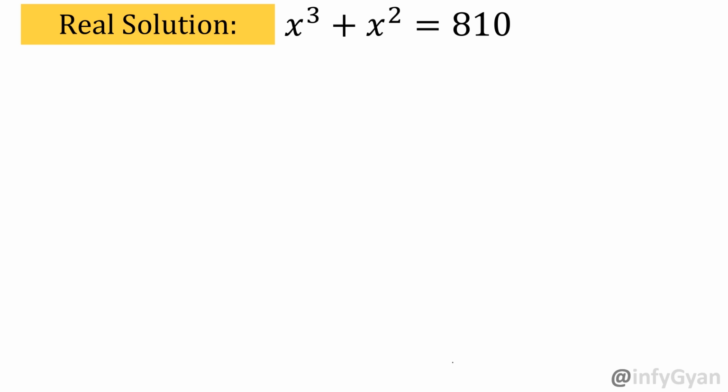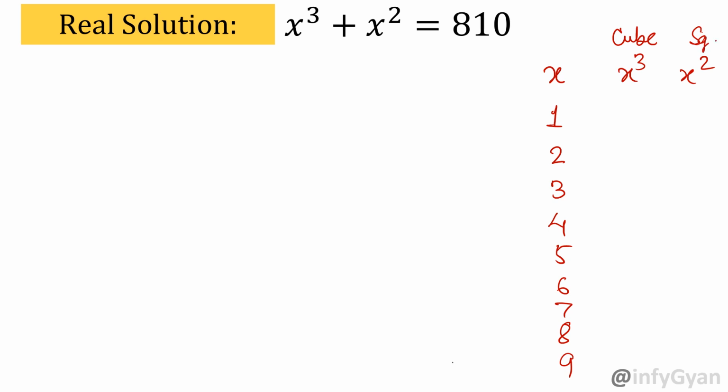So I am writing x and then I am writing x cube and x square of a few of the numbers. So I am writing 1, 2, 3, 4, 5, 6, 7, 8, 9. This is cube and here we are writing square.